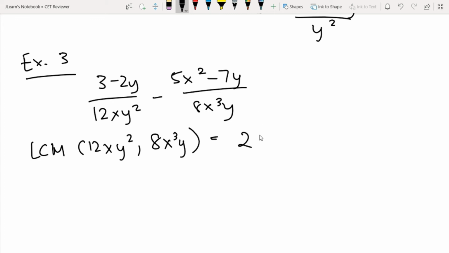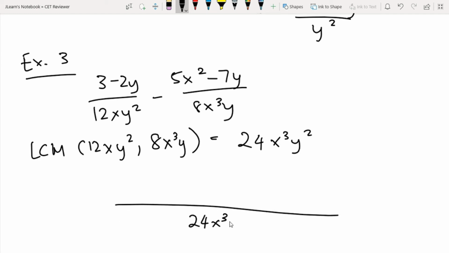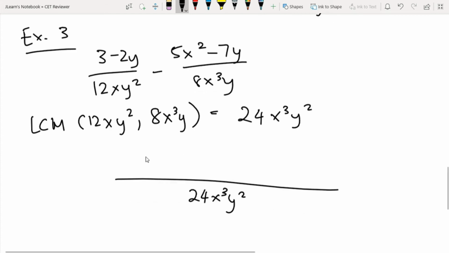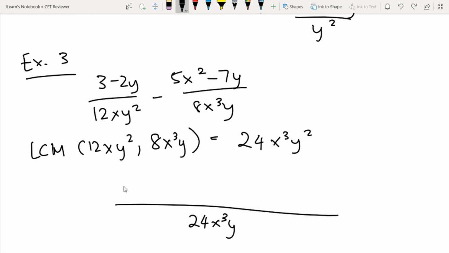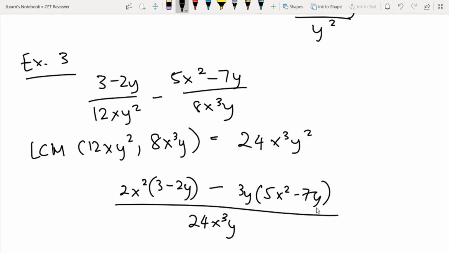And this will be 24x cubed y squared. Okay? Now, we just put them all inside one long fraction. So this will be 24x cubed y squared divided by 12xy squared times 3 minus 2y. So this will be 2x squared times 3 minus 2y, minus then 24x cubed y divided by 8x cubed y times 5x squared minus 7y. This will be 3y times 5x squared minus 7y.